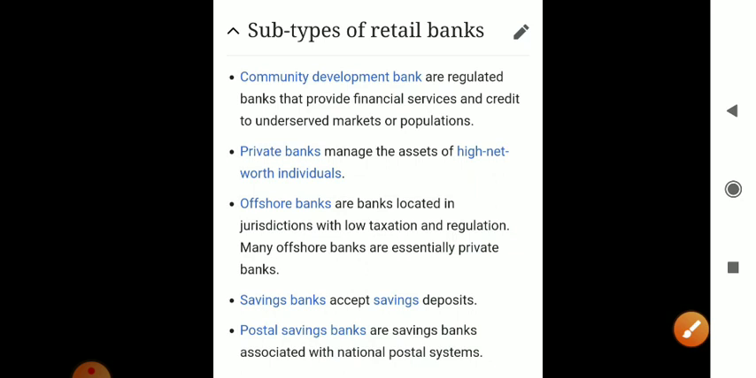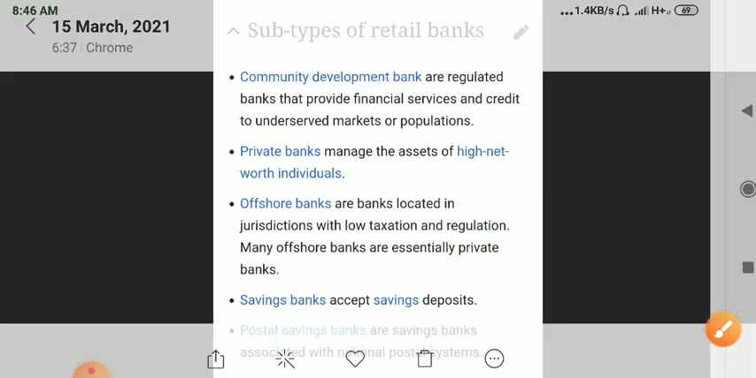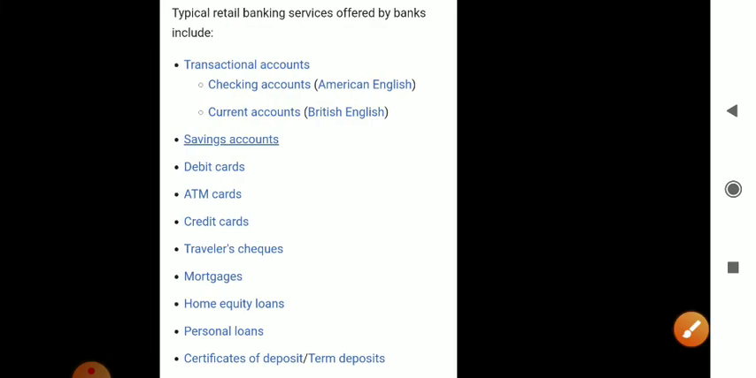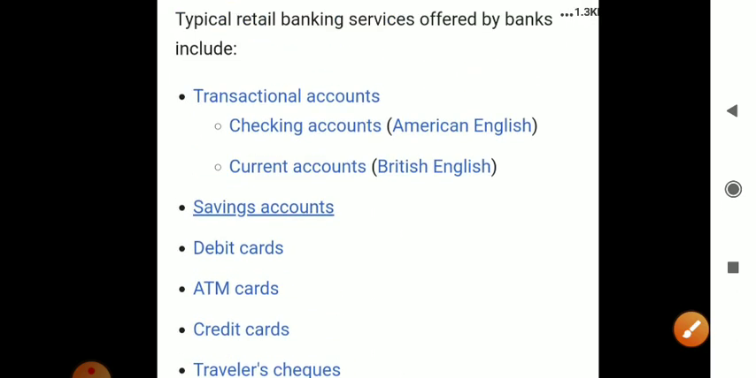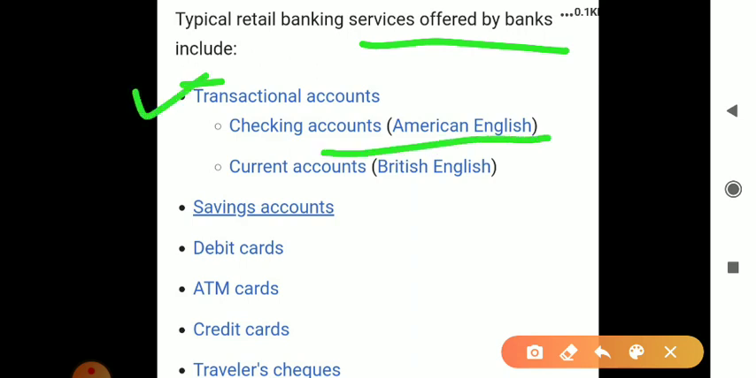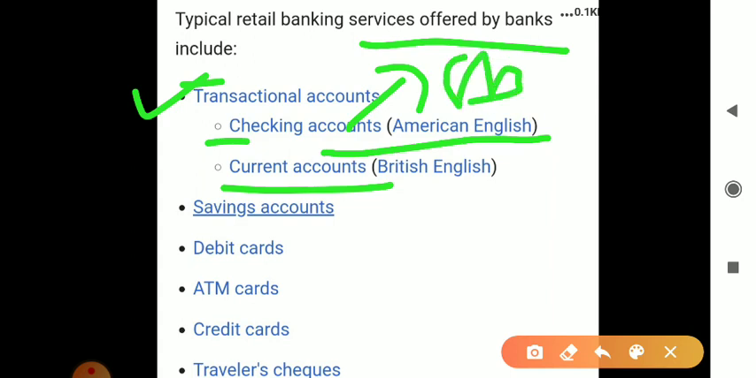So in the next part, let's see what the services are, most importantly, the services involved in retail banking. Okay, so these are the types of services in retail banking. Services offered by the banks include transactional accounts, checking accounts, current accounts, and savings accounts, right? We will discuss these in more detail. In case of a savings account, the customer gets some interest. In case of a current account, the customer doesn't get any interest, right?